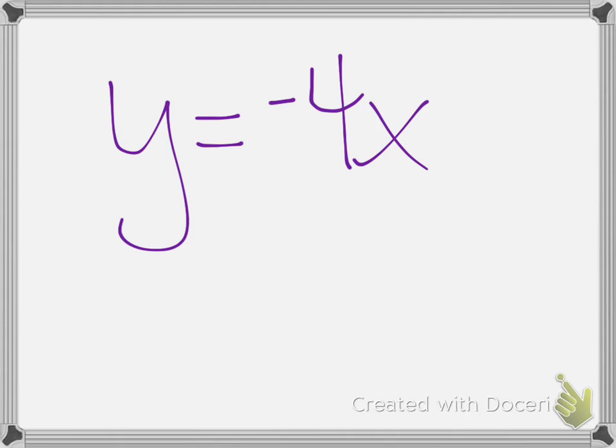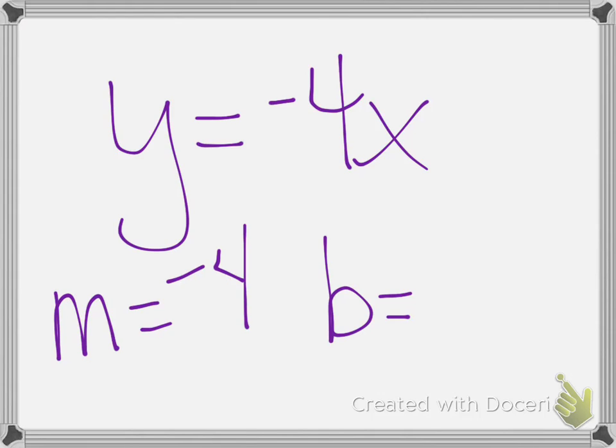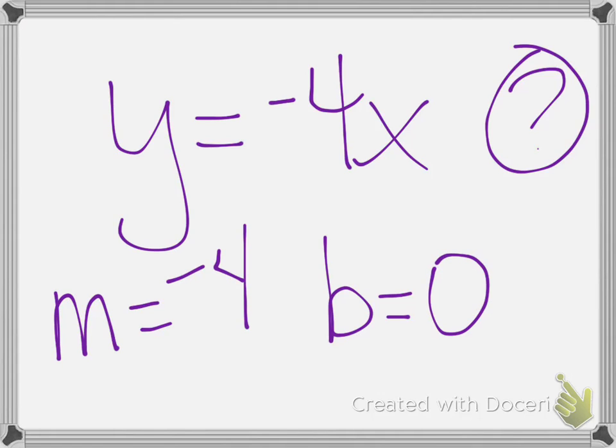Okay, one more question. What about if we just had y equals -4x? Ready? Okay. Your slope is -4. Your y, wait a minute. Where's my y-intercept? There isn't a y-intercept. Oh, well, if I have 0 as my y-intercept, then all I have is a slope. It crosses through the origin. So if it crosses through the origin, then my y-intercept is just 0. Good job, guys.